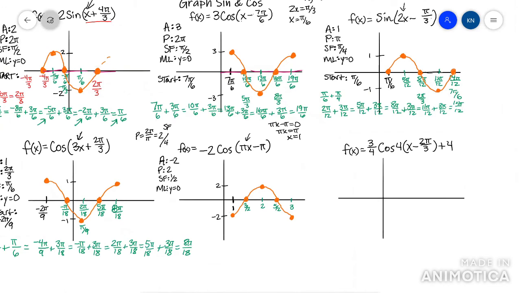This last one has an amplitude of 3/4, the first number. The period is 2 pi over b. Well, b's right here this time. It's outside, it's 4. So it's like 2 pi over 4, which is pi over 2. Now you divide that by 4 to get the scale factor, pi over 8.